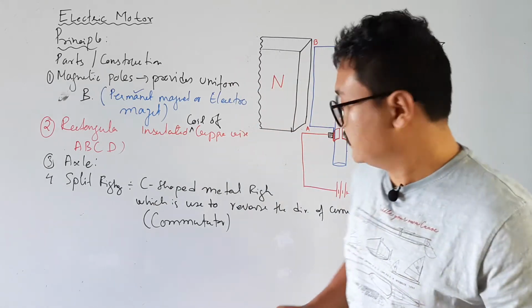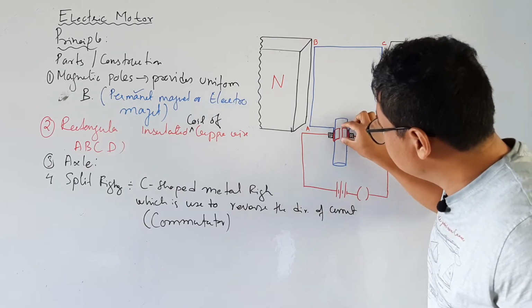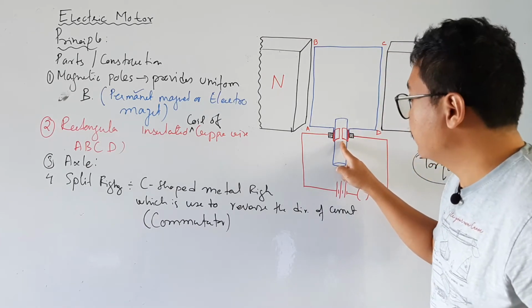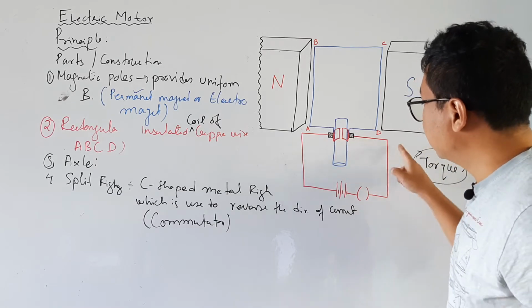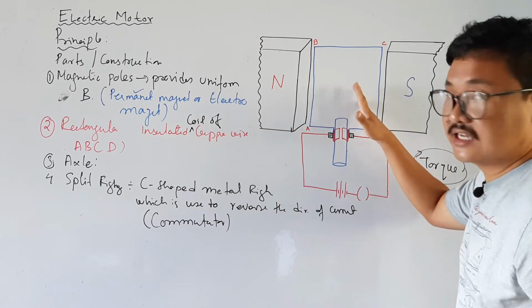Where is this split ring present in the electric motor? So this split ring is attached with the axle. Please see here. This one is my axle, and this red one, these two are the split ring. Now make a line from this and just write here, split ring. Just label this diagram.